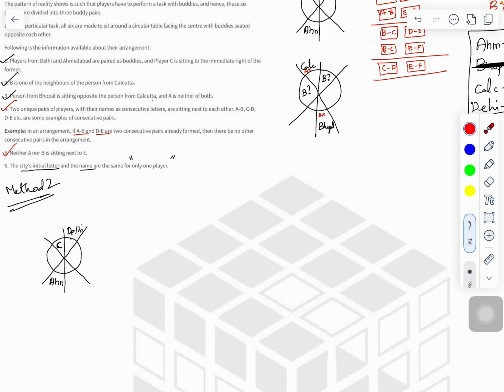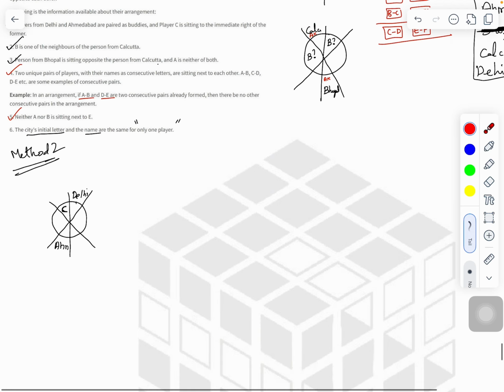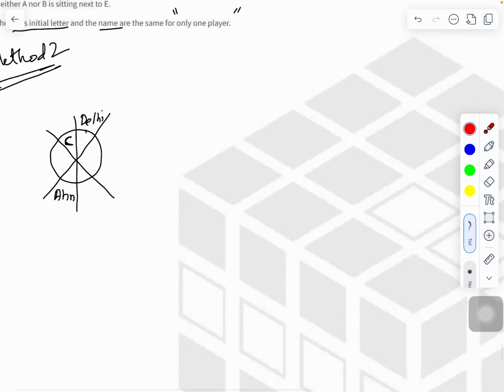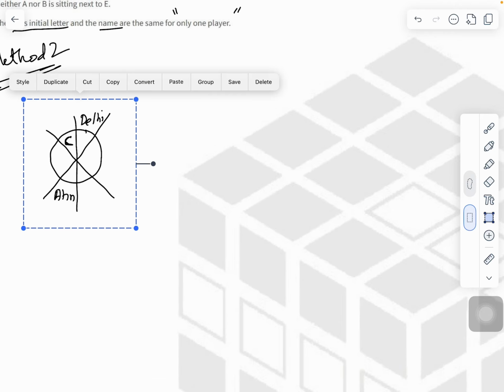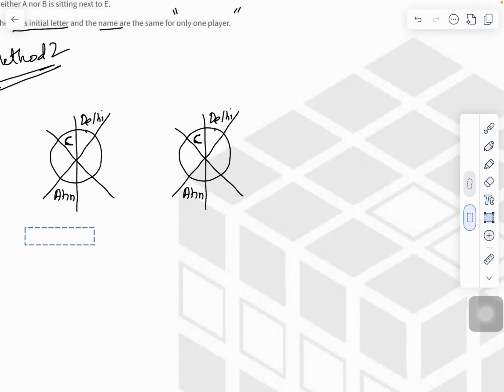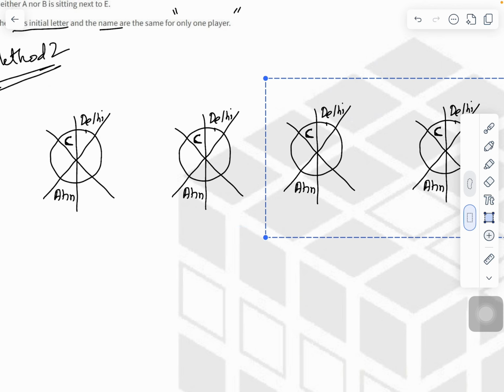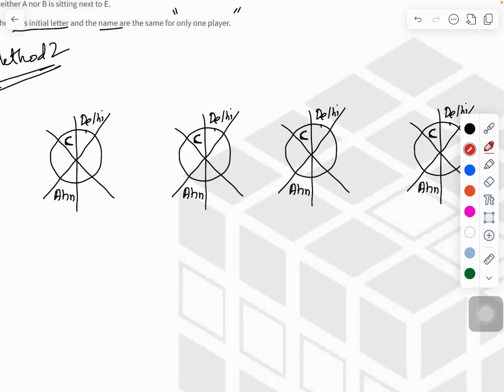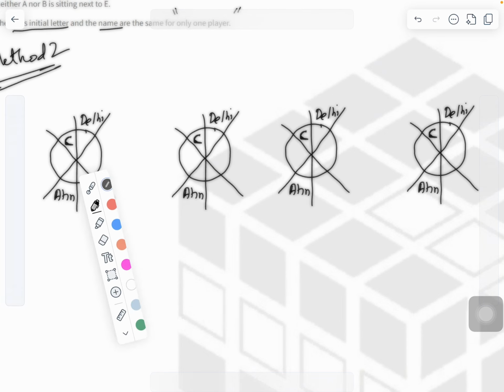I need these 4 cities to come into play. These 2 cities, Calcutta and Bhopal, and this one to come into play here. So how many positions can I have my Calcutta to come in? Either 1, 2, 3, 4. So I have 4 positions for Calcutta. So let me split this into 4 possible cases. Case 1, 2, 3, 4.